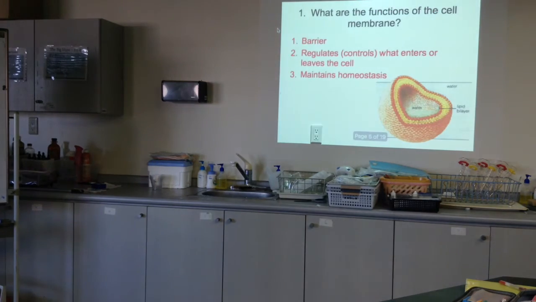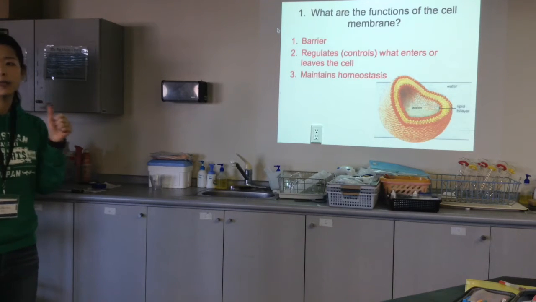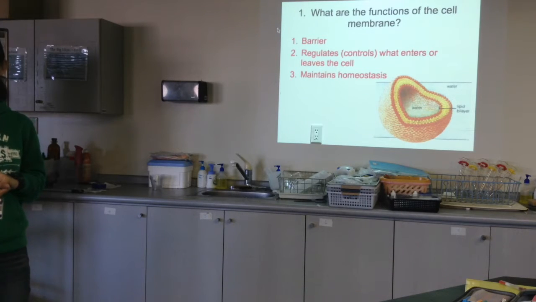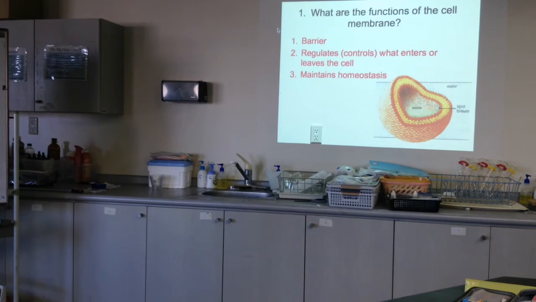So it's controlled what can enter and what cannot enter. Okay? Alright, now here are three functions of a cell membrane. Well, it's a barrier. It's what separates the inside of the cell from the outside world. It also regulates what enters or leaves the cell. And thirdly, it helps maintain homeostasis. Now, the word homeostasis means maintaining a stable condition or balance. So that's a key to how cells survive. They maintain this internal balance. They maintain homeostasis.